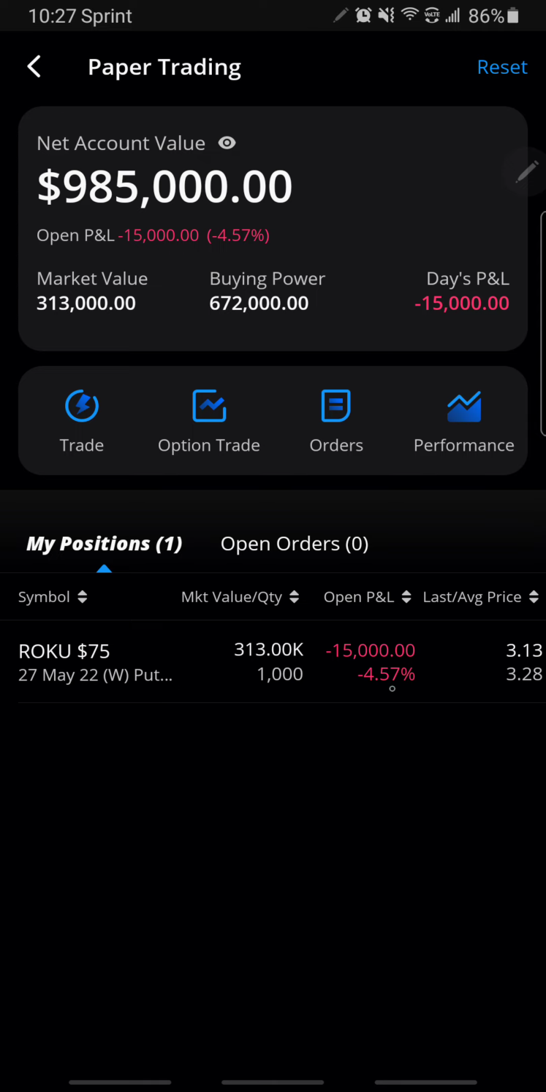So right now our position is down a whopping minus 4.57%. This is just really the difference between the bid and the ask. The bid is currently $3.10, I'm tracking it here on my option chart, whereas the ask is $3.25. That's why, hey, we have 1,000 contracts, that difference on there. So this is how you go about doing it.